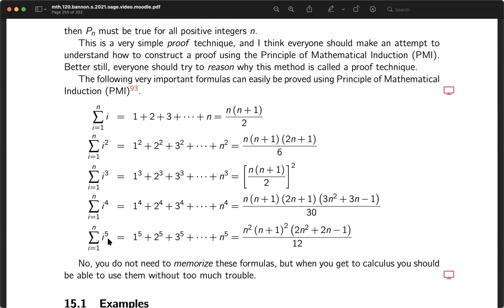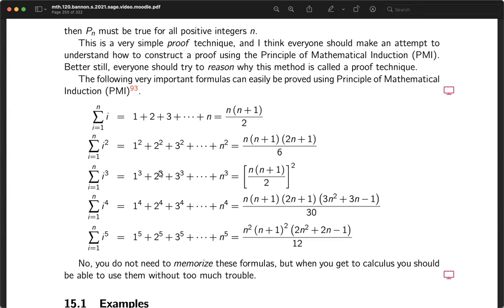What does this first one say? The sum of the integers from 1 to n is a really simple formula, just simply n(n+1)/2, and we've seen that one before. The sum of the squares, 1 squared plus 2 squared plus 3 squared up to n squared, is this formula over here. When you get to Math 121, which is Calc 1 at Essex County College, you would have to know certainly the first formula and the second formula. It would be nice if you knew the third formula as well.